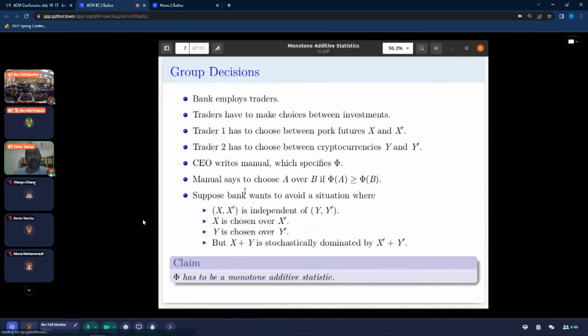Instead of random time, we're going to think about this as random money. So we're going to have a bank, and this bank employs traders, and they have to make choices between investments. Trader one trades in the Chicago commodities market, and she trades pork futures. She has to choose between investing in X or an X prime. Trader two trades in cryptocurrencies and has to choose between Y and Y prime.